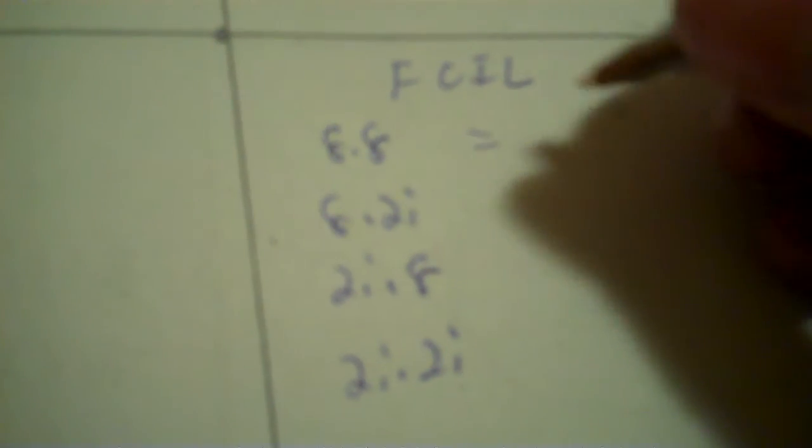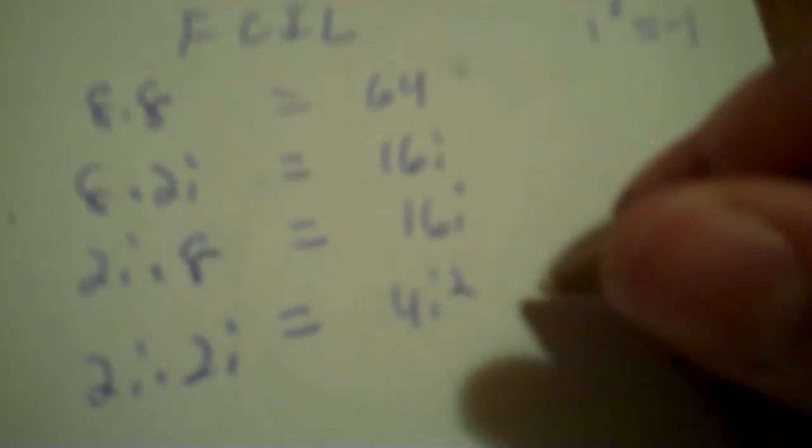Okay, so that would equal 64, and then 16i, and then 16i again. Then that would be 4i to the second. Remember, i to the second holds a special numerical value of negative 1. So then I replace i to the second with negative 1. That's negative 4. Okay. So these are my 4 products. We just have to combine like terms. Blank plus blank i. So constant 64 plus negative 4 is 60. And then 16 plus 16 is 32.